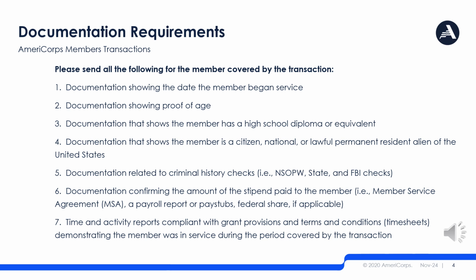Next, we need documentation showing proof of age. Members must be at least 17 years of age when they begin service. Copies of a U.S. passport, a birth certificate, government-issued ID, etc. can all be used to show proof of age.